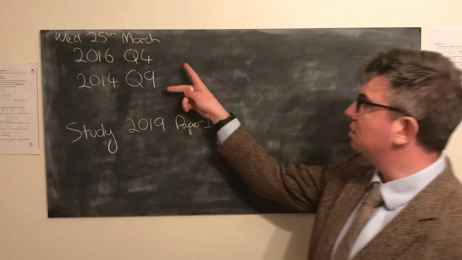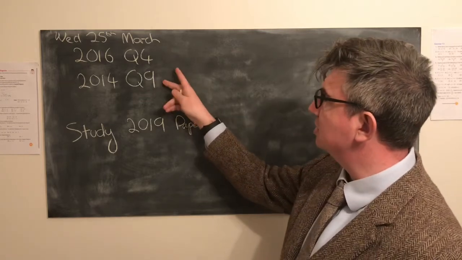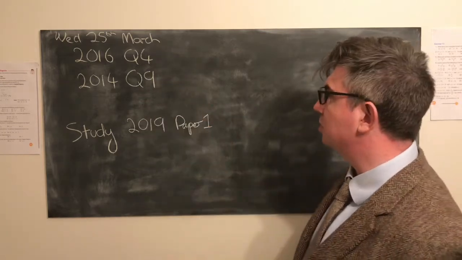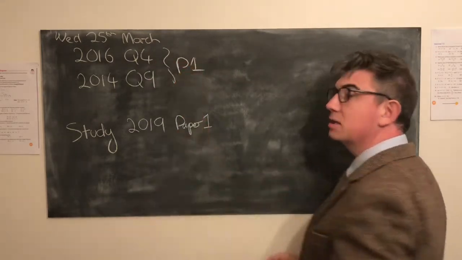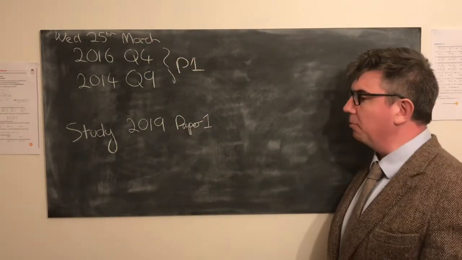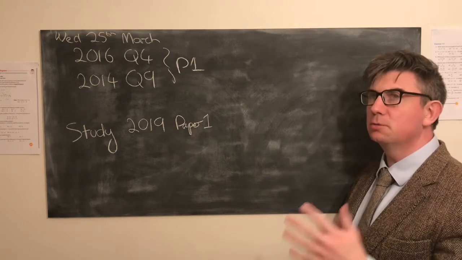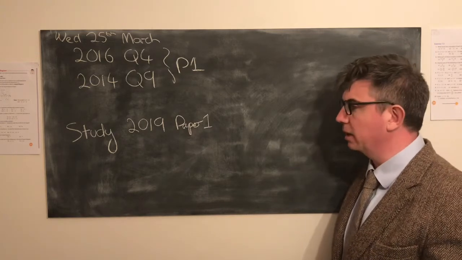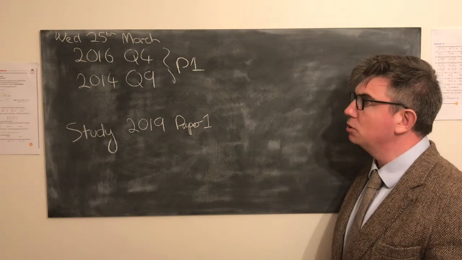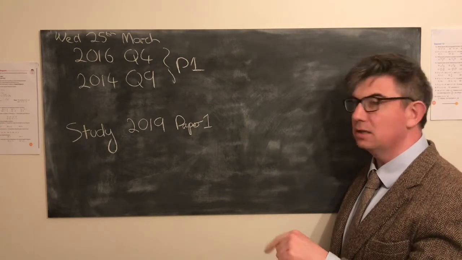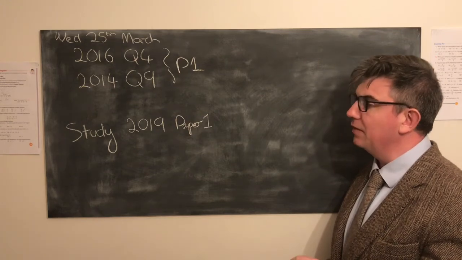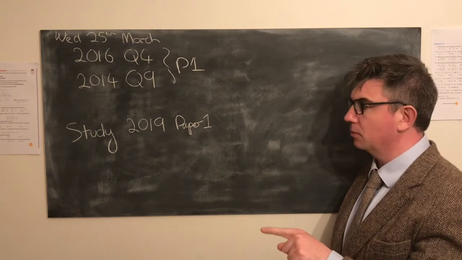You had these questions assigned for homework over the past few days, 2016 question 4 and 2014 question 9. Both of these are on paper 1, by the way. Calculus would tend to be on paper 1. It could come up on paper 2, but it's highly unlikely to do so. So that's what we're going to look at now in this video.